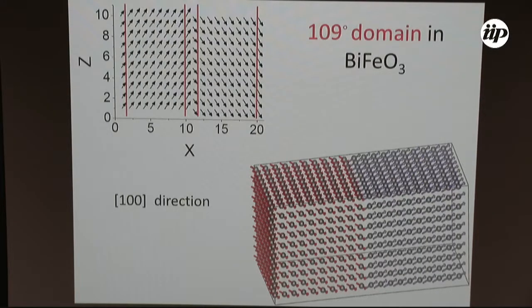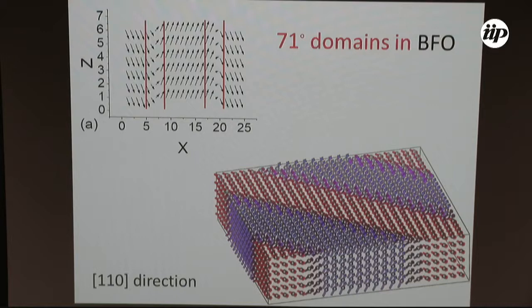So this is the 109 degree domain. This is a projection of the local modes for the ZX direction. And this is just a sketch of the three-dimensional structure, you see that the domain wall is in the 1, 0, 0 direction for this type of domain. This is the 71-degree domain, also a projection to the ZX plane. And the three-dimensional picture shows that the domain walls here are along the 1, 1, 0 direction.